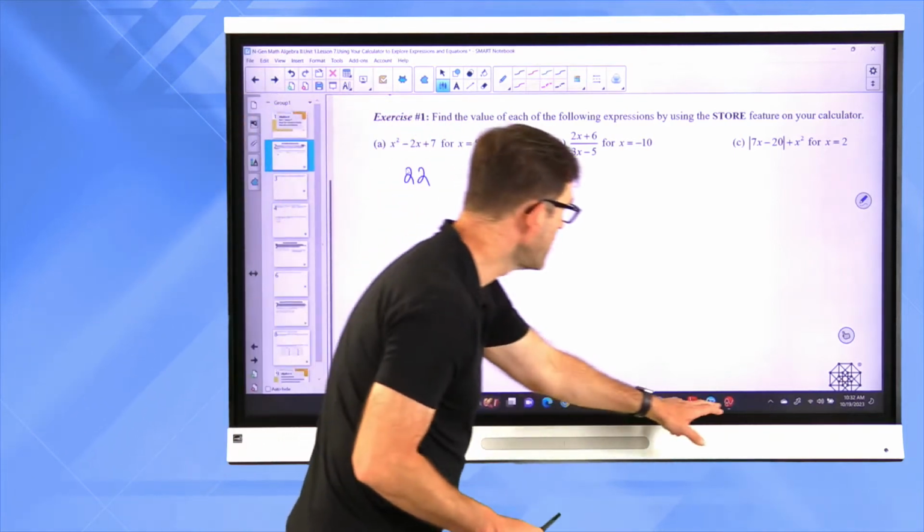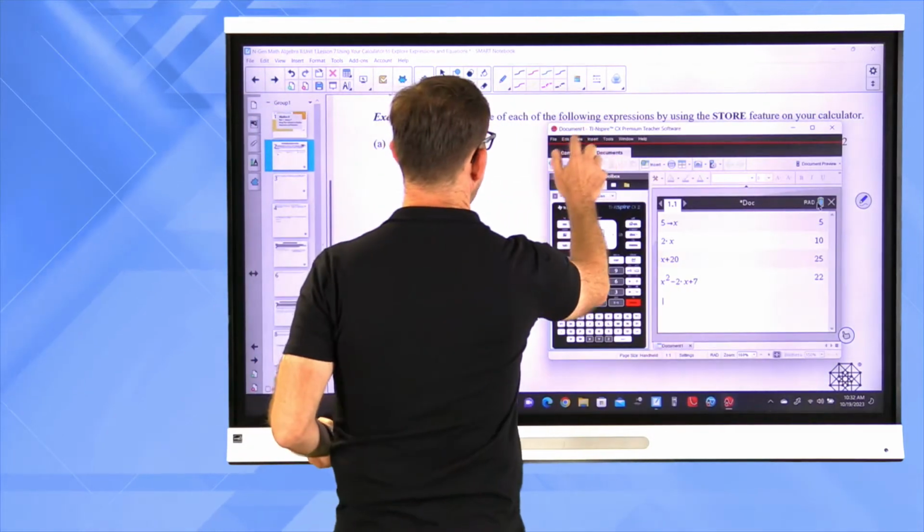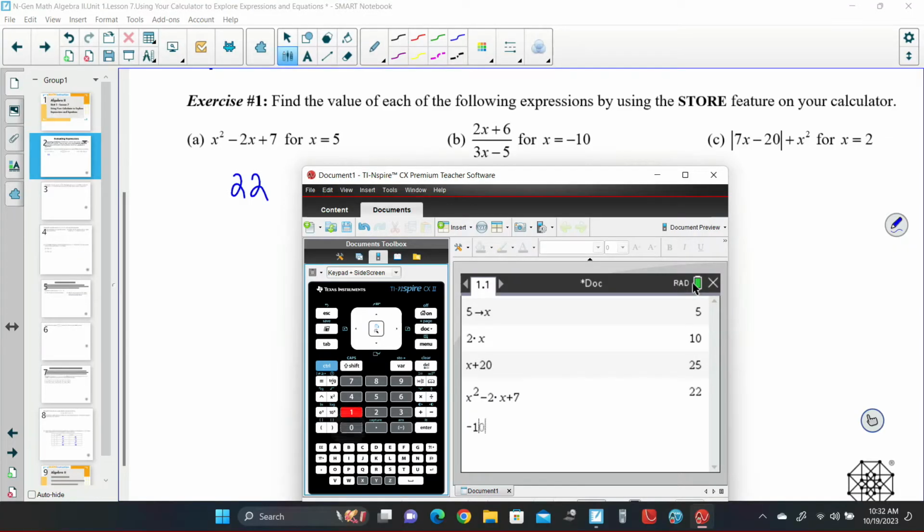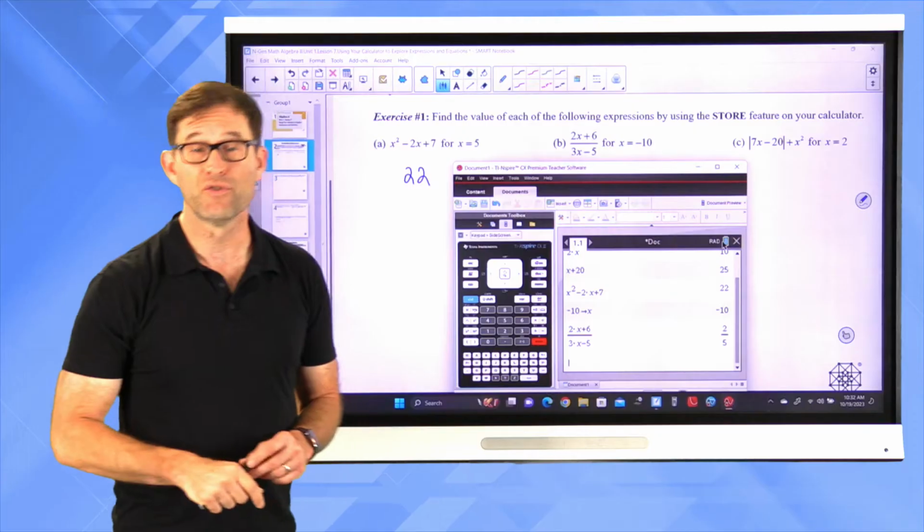All right, so let's take a look at what we get when we try to do this rational expression. So I'm going to take negative 10 and I'm going to store it into x. All right, now the calculator thinks x is equal to negative 10. I am going to now put in my fraction bar and I'm going to type in 2x plus 6 in the numerator, and I'm going to type in 3x minus 5 in the denominator, and I'm going to hit enter, and my calculator tells me 2/5.